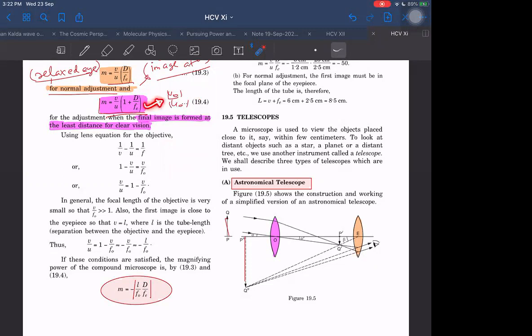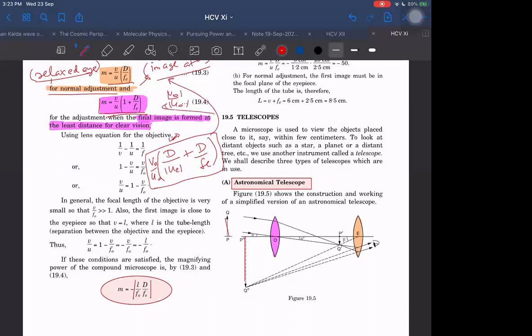This is also for one extreme case. Which extreme case? When the image is formed at the least distance of distinct vision. But there may be other intermediate cases. Then the formula will be D by UE plus 1 by D by Fe, magnitude-wise, into V naught by U naught. So this is the actual formula if you want to remember, which will always be valid obviously. You write this. From there only we will get the above two.